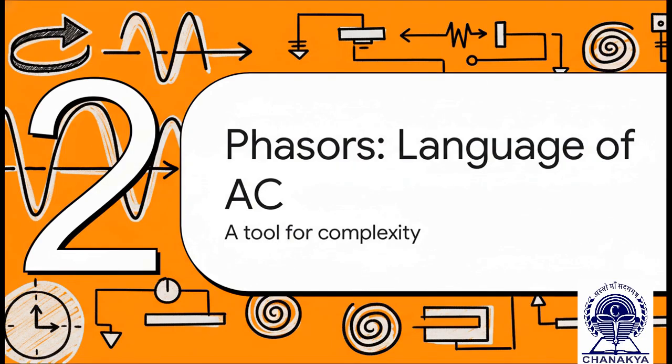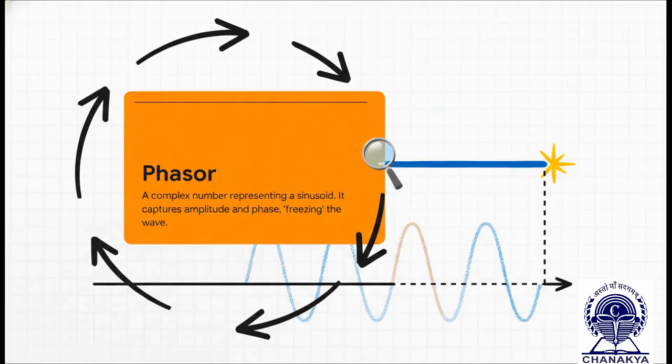So how in the world did engineers solve this moving target problem? Well, they came up with this incredibly slick mathematical tool called a phasor. You can think of it as the secret language that suddenly makes AC understandable. Okay, so what is a phasor? It's basically a snapshot in time. A really good way to picture it is to imagine a pencil spinning in a circle. That sine wave we saw, it's really just the shadow of that spinning pencil.